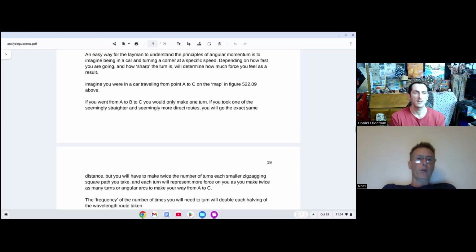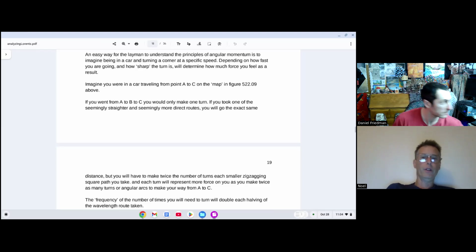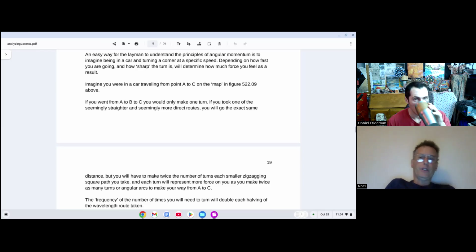Depending on how fast you're going and how sharp the turn is will determine how much force you feel as a result. Now, force is related to pressure, and that's why you're going to feel yourself pressing against the door or the other person next to you in the car. Now, imagine you're in a car traveling from A to C on that map.